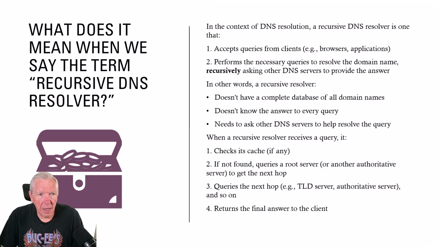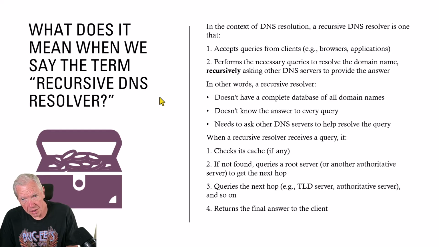Now, what does it mean when we say the term recursive DNS? There's a certain order that happens here. So in the context of DNS resolution, a recursive DNS resolver is one that, A, accepts queries from clients. What do we mean by that? We're talking about client server. So that could be a browser, you going out to find a website somewhere. Could be an application that needs to get a hold of a website and do some work as well. For example, maybe you're buying something from Amazon, and Amazon passes part of the transaction off to a bank server, for example, or a credit card server.